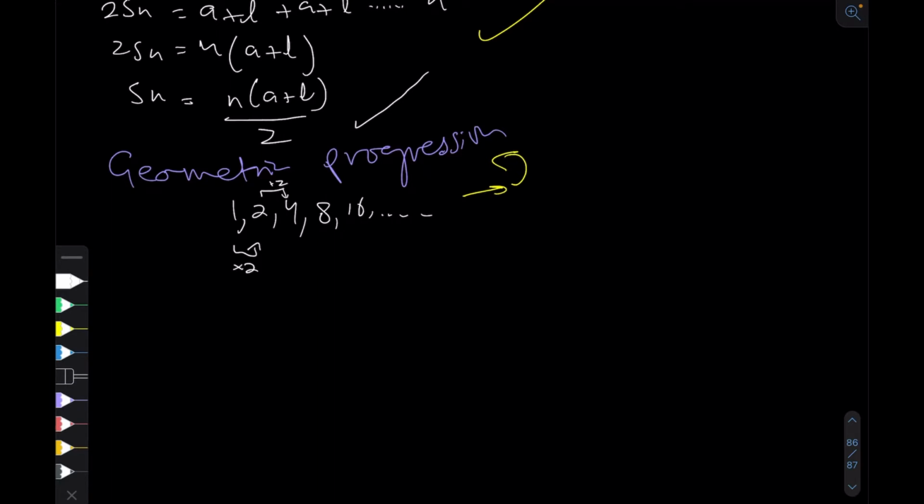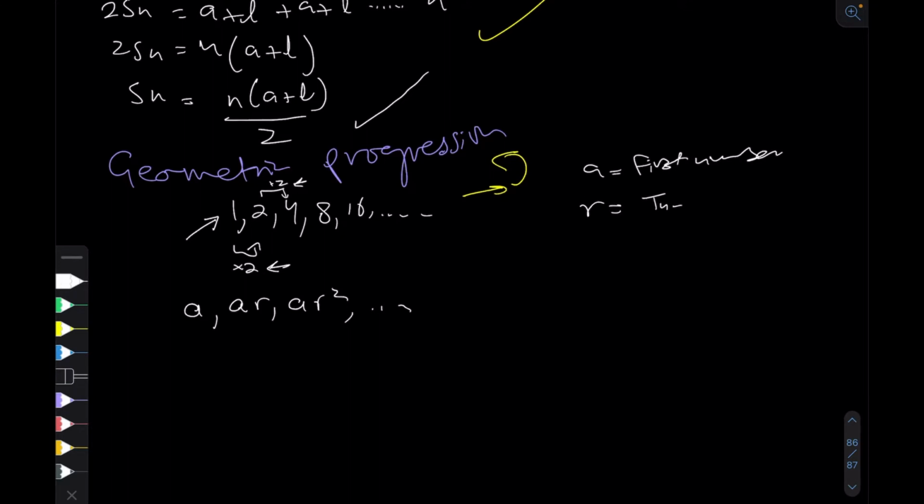So just like I did for arithmetic progression, geometric progression can also be written as a, ar, a times r squared, and so on, where a is your starting number, 1, and r is the number you are multiplying by. In this case, you're multiplying by 2. So a is your first number, and r is t(n+1) divided by t(n), or you could say t(n) divided by t(n-1). Basically, term divided by previous term gives you r.